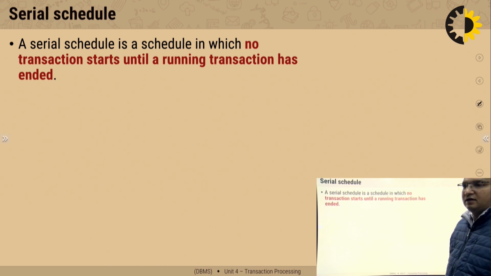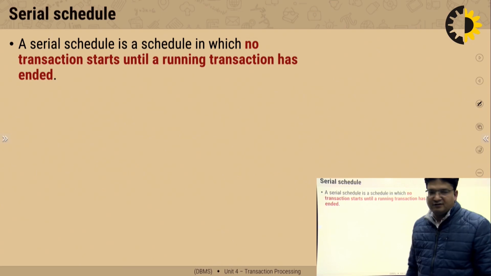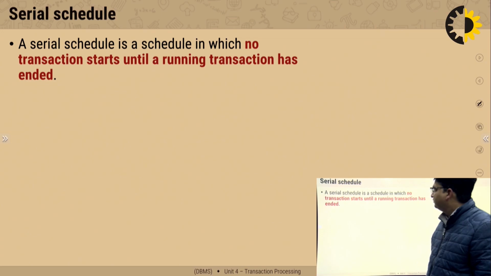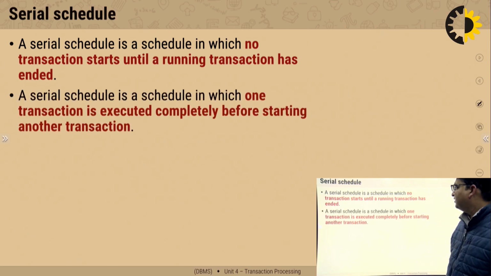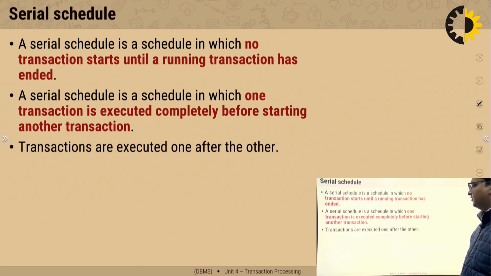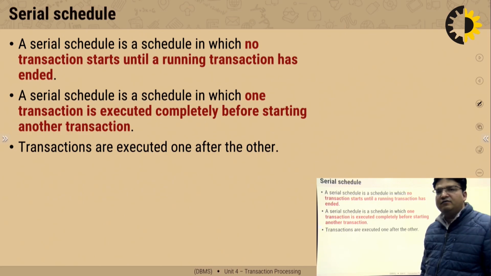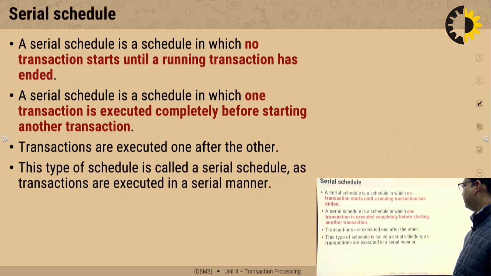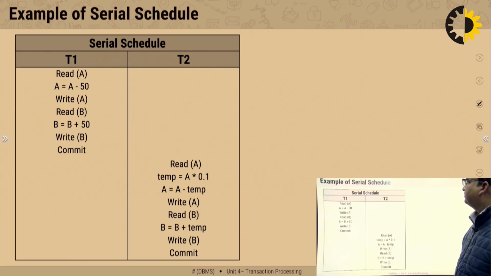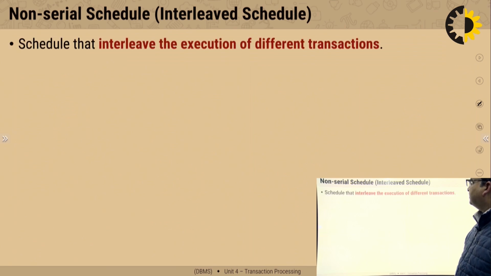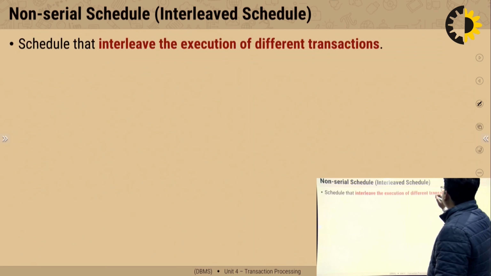This was the example of a serial schedule, in which no transaction starts until the running transaction ends. A serial schedule is a schedule in which one transaction is executed completely before starting another transaction. See, the transactions here are completed one after another. This type of schedule is called a serial schedule. Next is the non-serial schedule, also called an interleaved schedule or concurrent schedule.